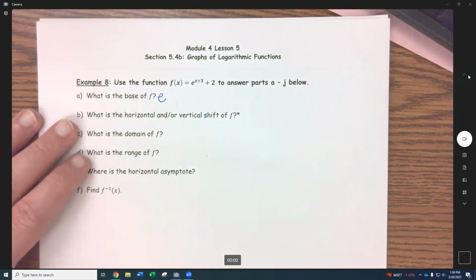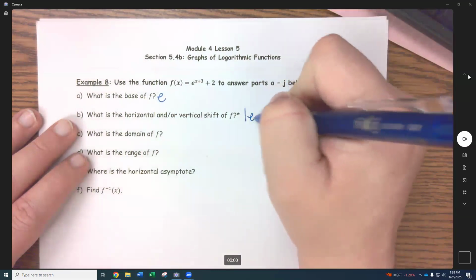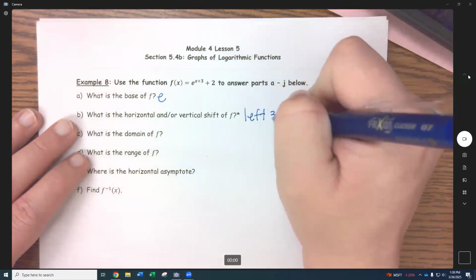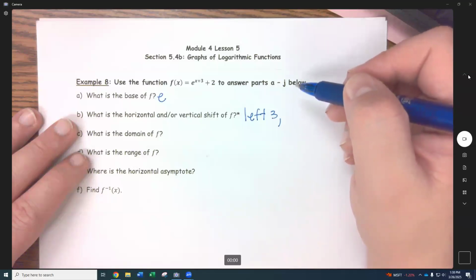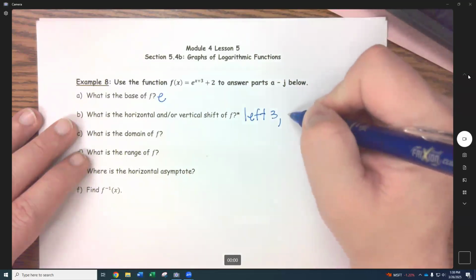What is the horizontal and or vertical shift? When it is inside the function, that's left or right, and it's opposite. So +3 means to the left 3. That +2 is your vertical shift, and it's predictable. So plus means up.